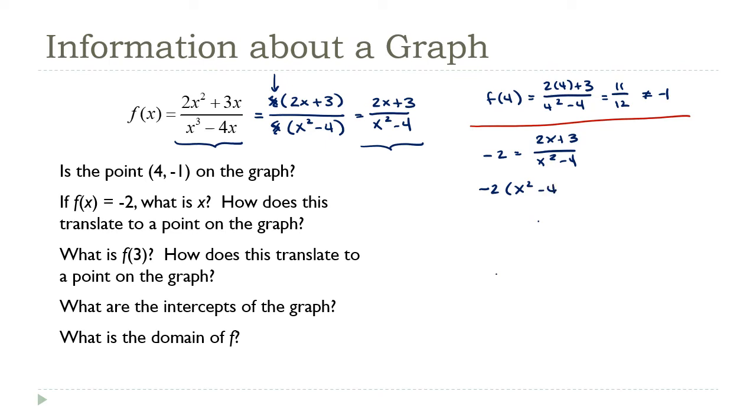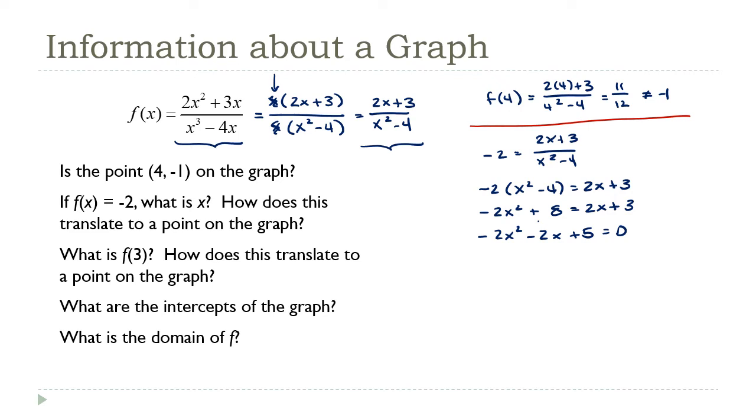-2 times x squared minus 4 equals 2x plus 3. -2x squared plus 8 equals 2x plus 3. And that's a quadratic equation, right? So let's set that equal to 0. Minus 2x squared minus 2x, subtract 3 from both sides, plus 5 equals 0.